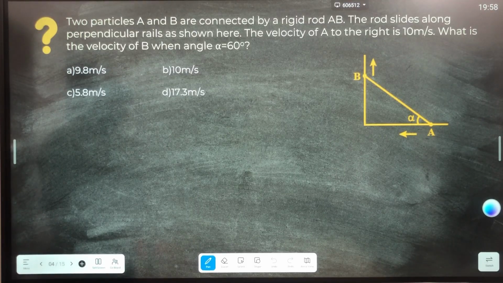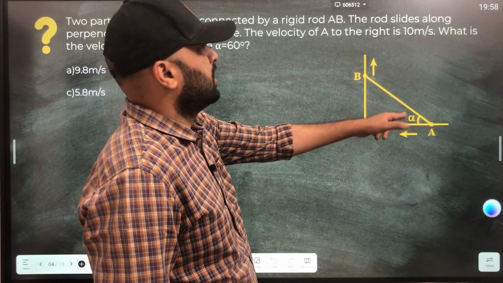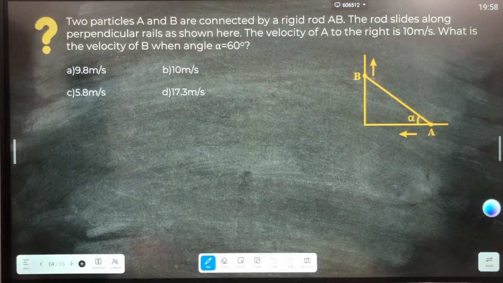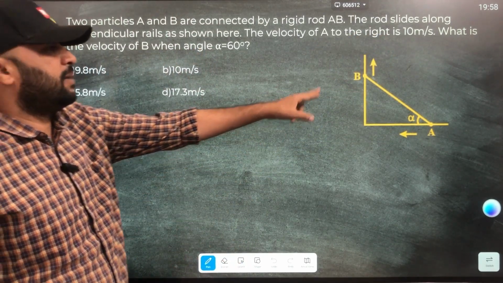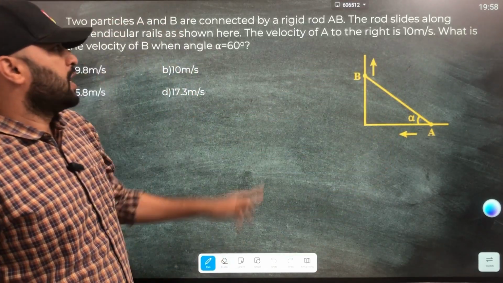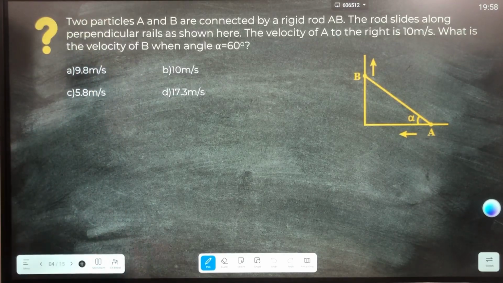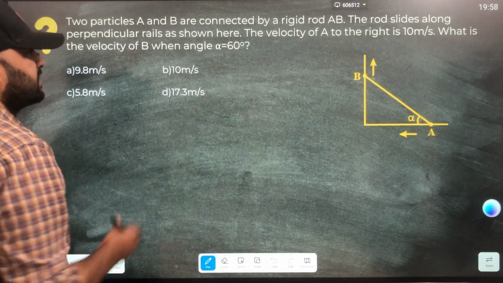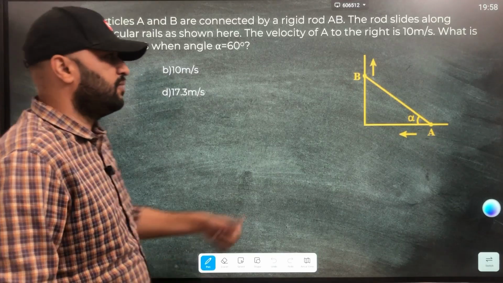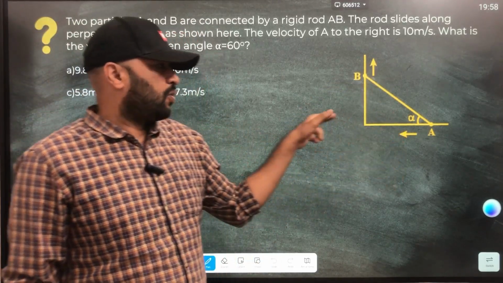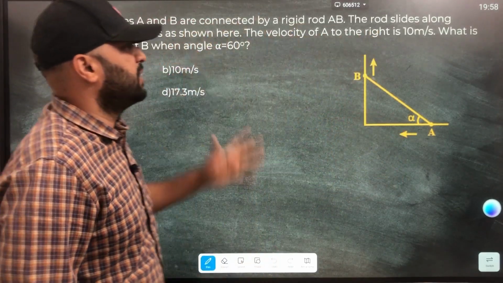Our next question says two particles A and B are connected by a rigid rod AB. The rod slides along perpendicular rails as shown in the figure. AB is a rod and it's sliding down. The velocity of A to the right is 10 meter per second. What is the velocity of B when the angle alpha is 60 degree? Understood? We have to find the velocity of B. Now, the velocity of A is given as 10 meter per second.